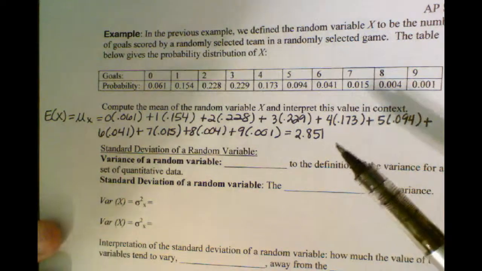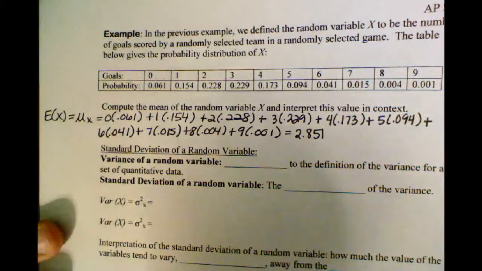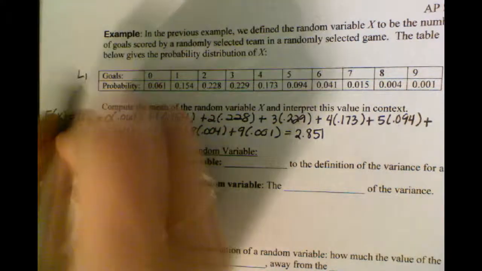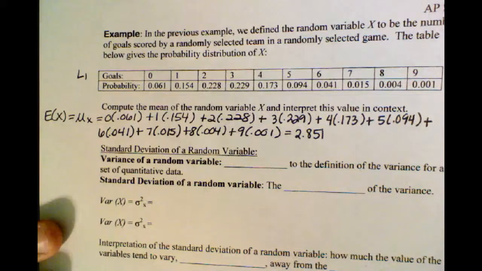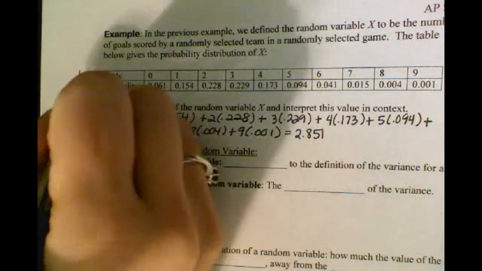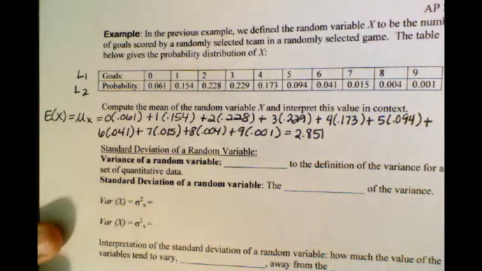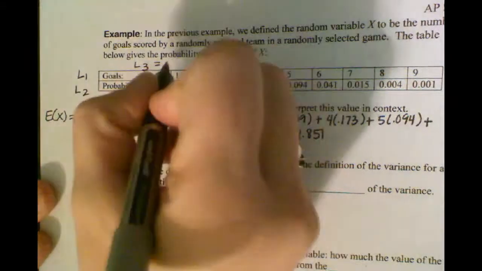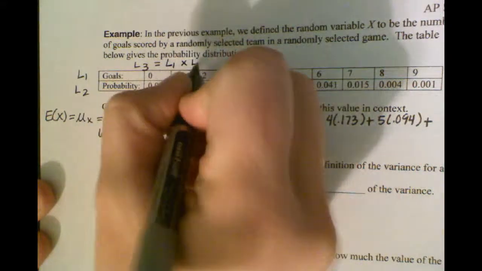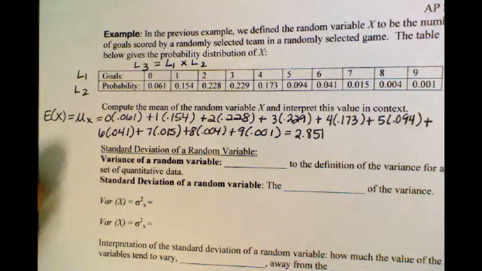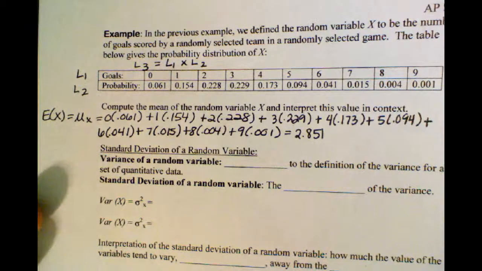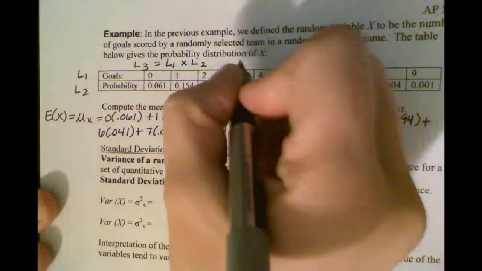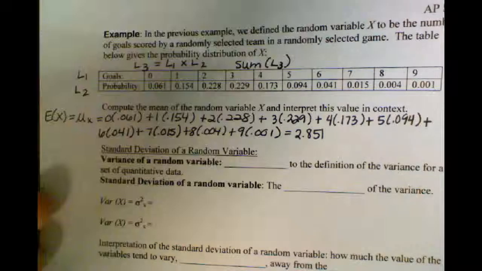You may have thought, isn't there an easier way? You might have put list 1, all your x's, list 2, all your probabilities, and then in list 3, make sure to get the blinking box. Do L1 times L2. Then you could sum that list. Sum is found under lists and then scroll over to math.